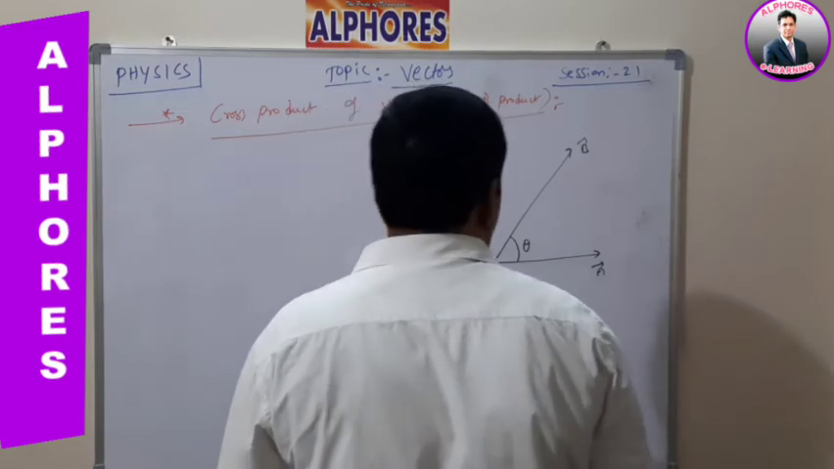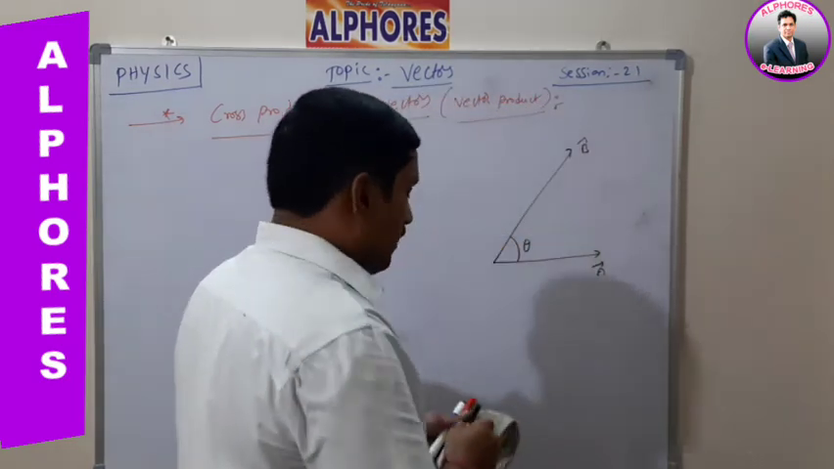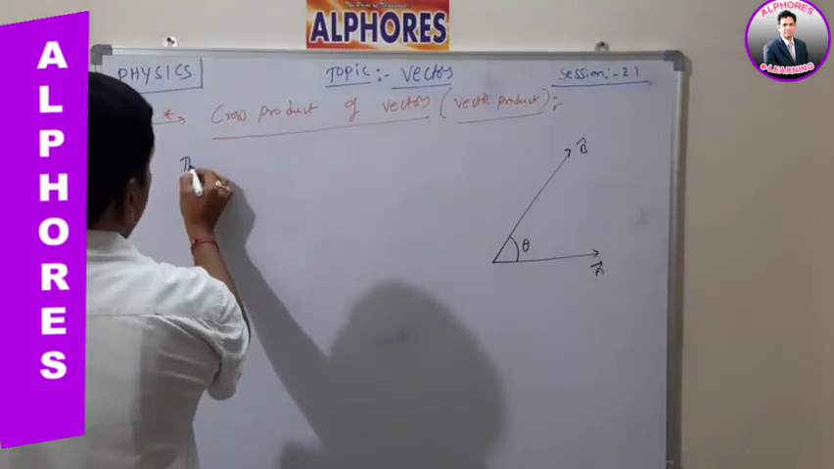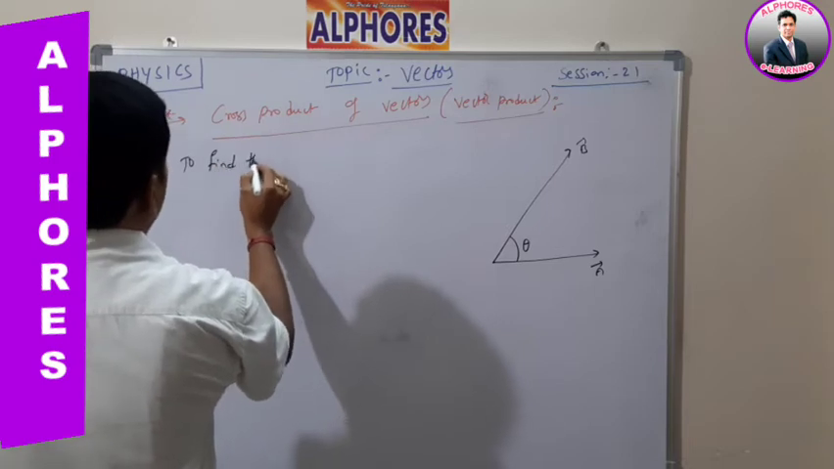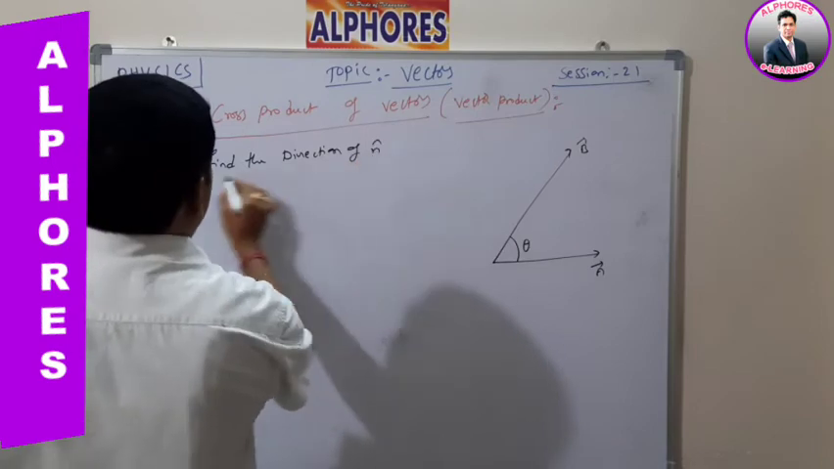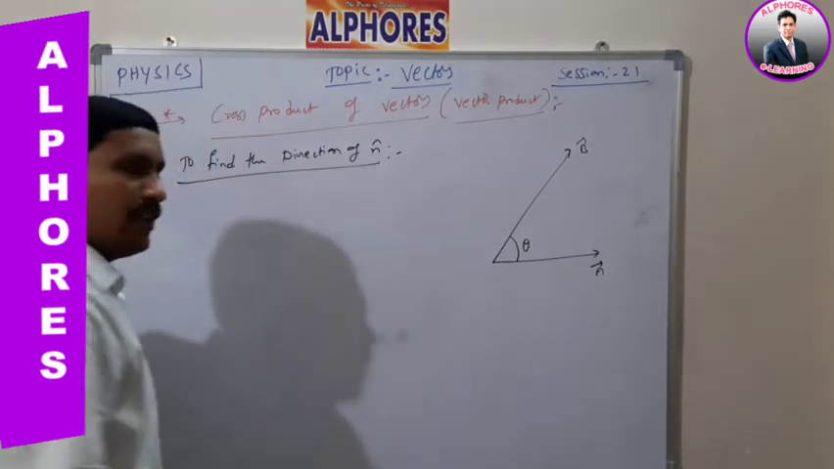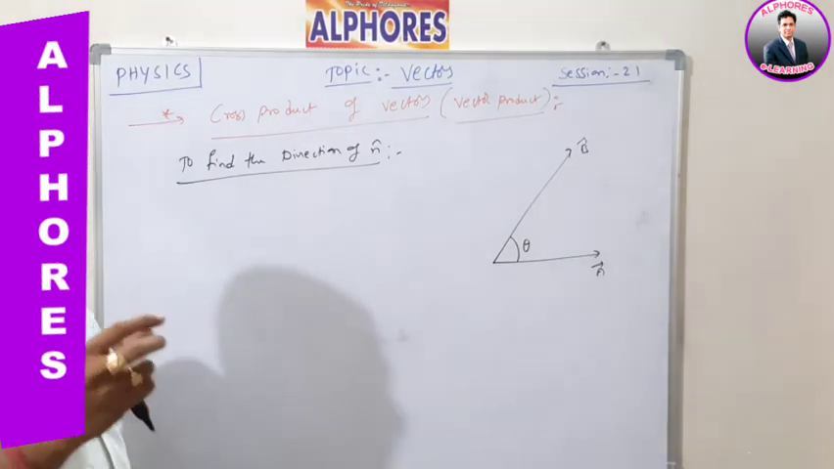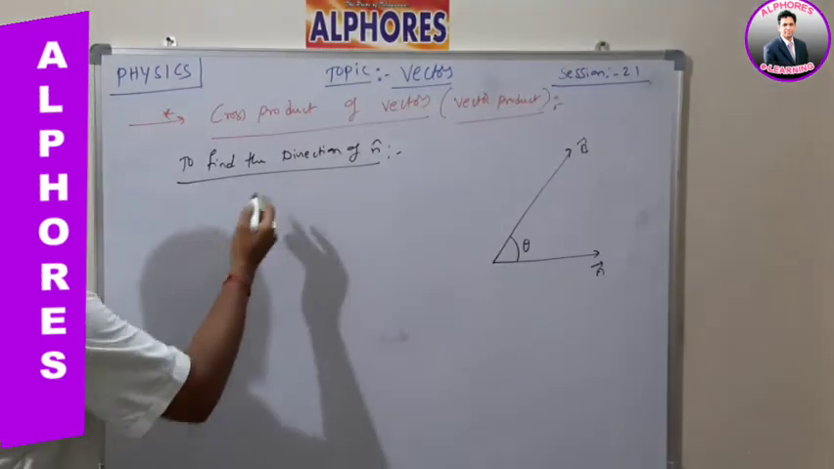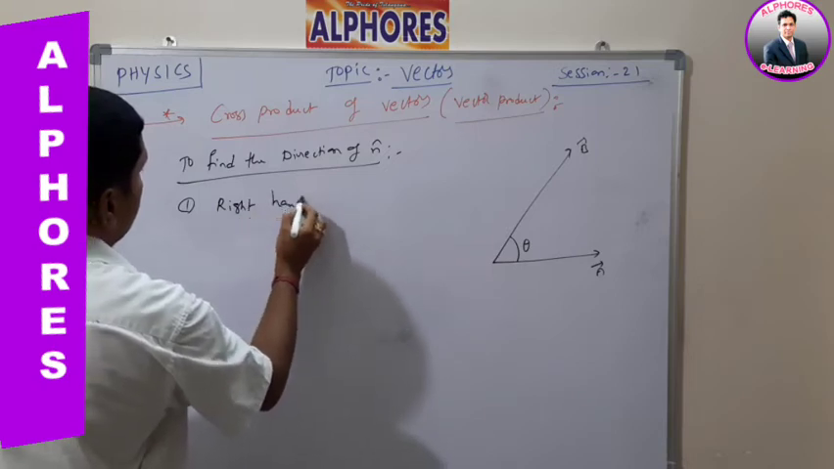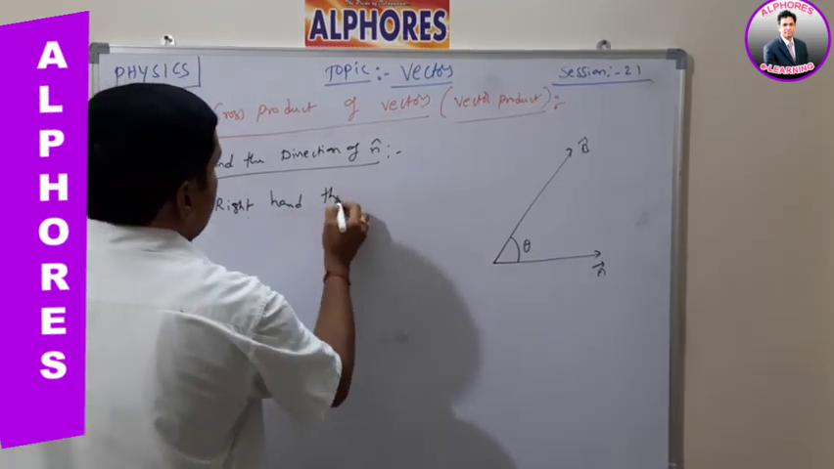In order to find the direction of n cap, actually there are two methods. The first one is the right hand thumb rule, and the other one is the cork screw rule. Listen carefully. First one is the right hand thumb rule.